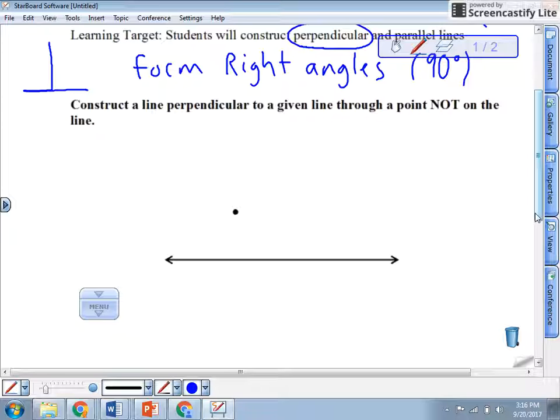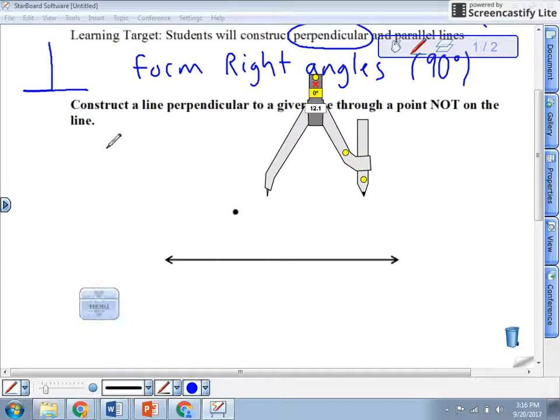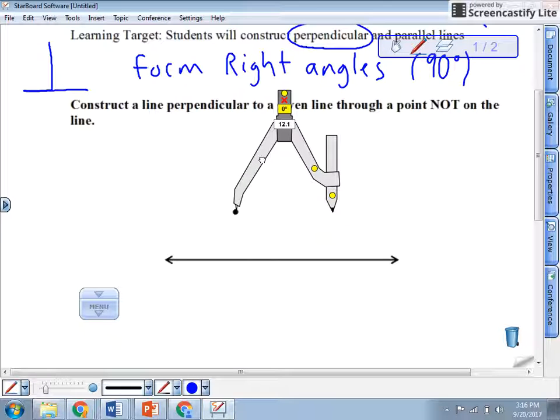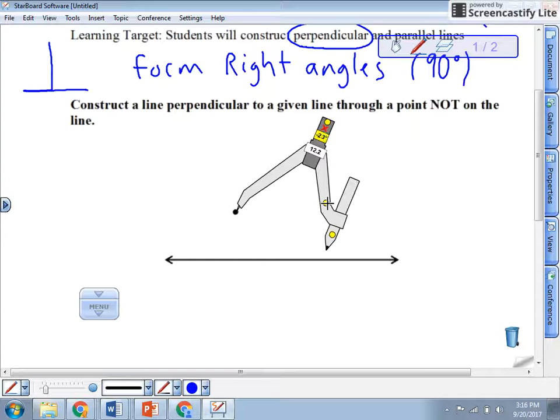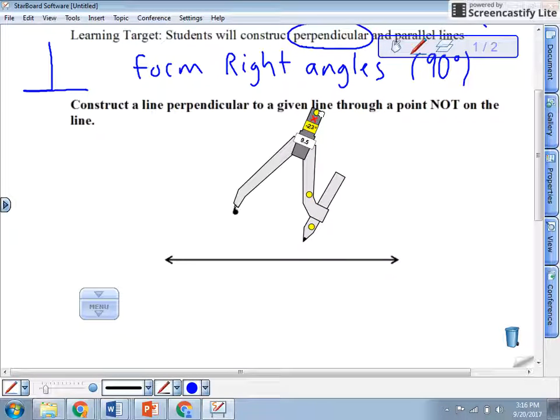We're going to construct a line perpendicular to a given line through a point not on the line. Pretty straightforward, but we're going to use our compass once again. So we'll get that compass out. What's the first thing we should do? Well, we put it to this point that's not on the line. We rotate our compass, and we can open or close it to any width that we want. We just have to make sure that we intersect the line in two places.